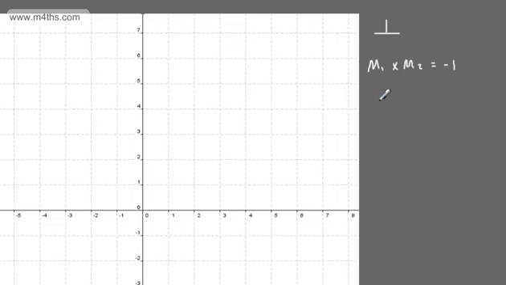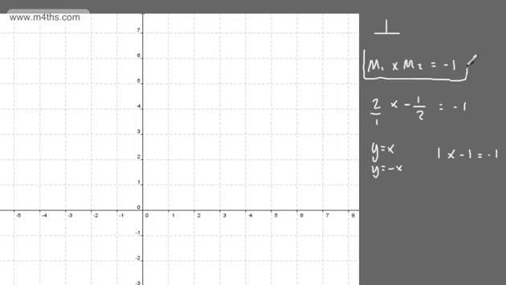So let's just look at what I had. I had a gradient of 2 and I had a gradient of minus 1/2. So if I multiply these two, quite clearly, you'll see that we're going to get minus 1. With y is equal to x and y is equal to minus x, we had a gradient of 1 multiplied by minus 1, which of course gives us minus 1. In an exam, you will generally be expected to show this. This tells us that the two lines are perpendicular.